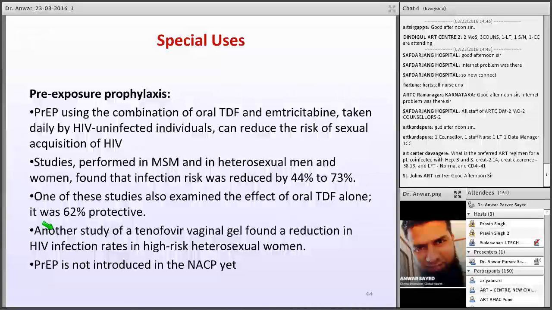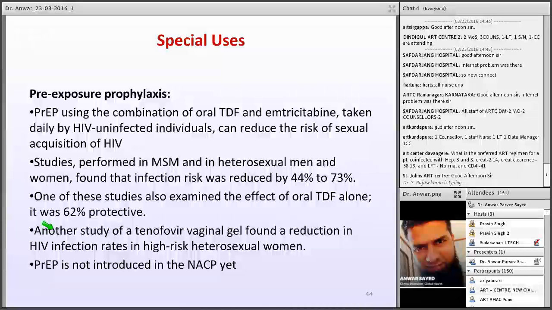Studies which have been performed on MSM and on heterosexual men and women found that infection risk was reduced by 44% to 73%. One of these studies also examined the effect of oral tenofovir alone, and it was 62% protective. Another study of a tenofovir vaginal gel found a reduction in HIV infection rates in high-risk heterosexual women.